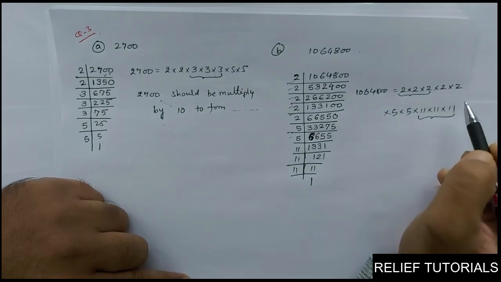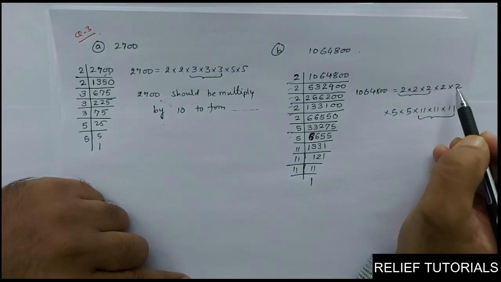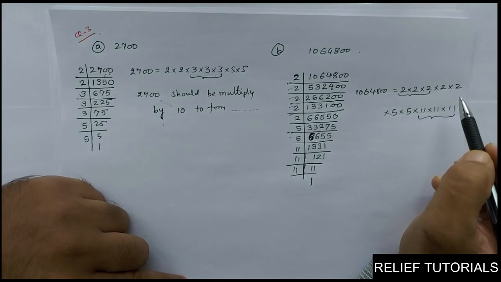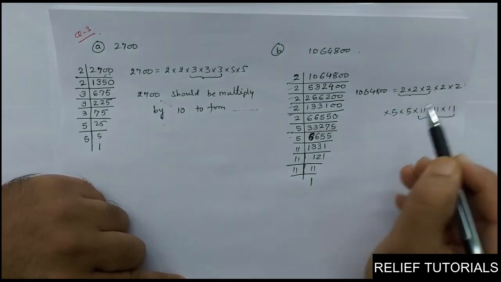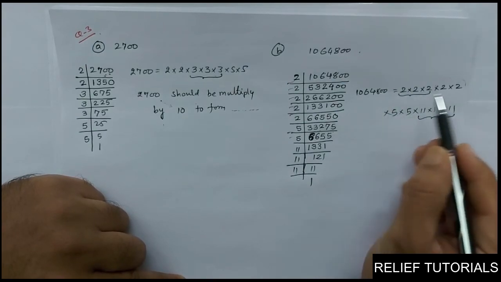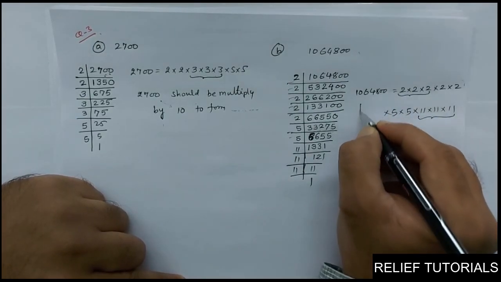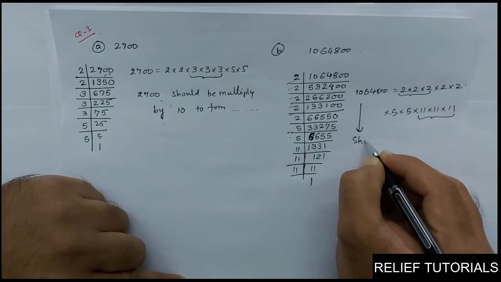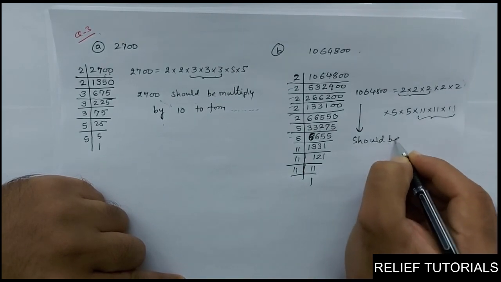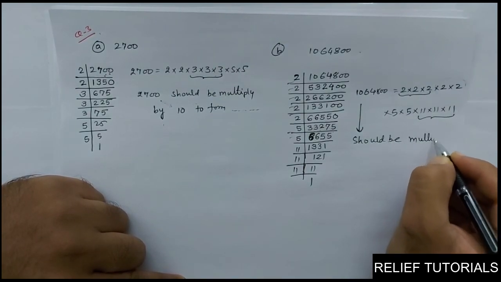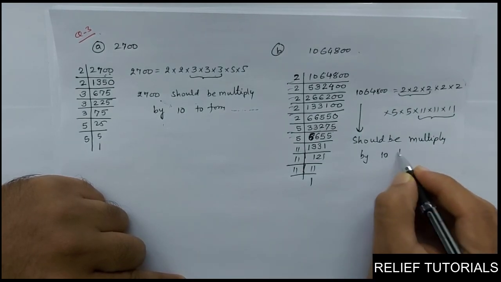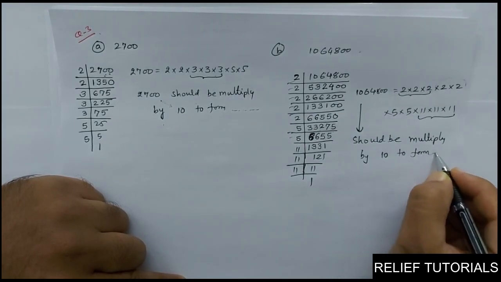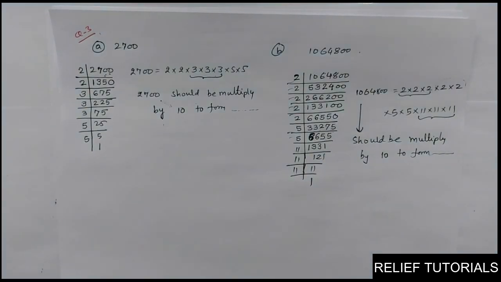The question is which number should be multiplied. So what are the numbers missing for the triplets? One 2 is missing from here and one 5 is missing from here. So 5 twos are 10. So this number should be multiplied by 10 to form a perfect cube number.